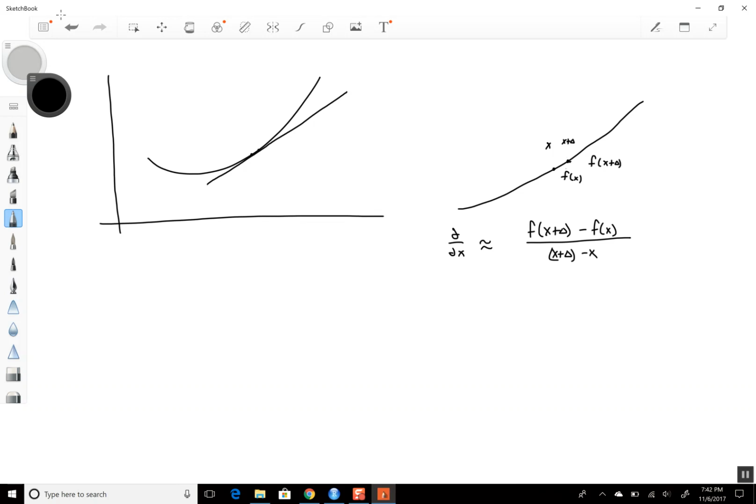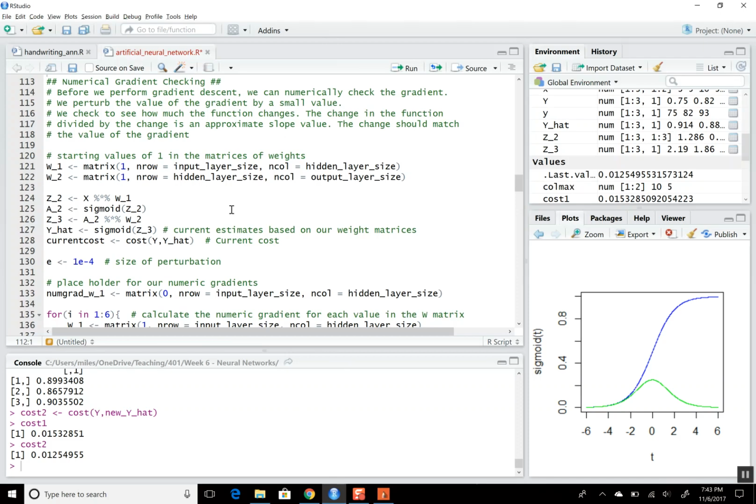So we can mess around with this and just say, what if we changed the value of x just by a tiny bit, right? And then see how much the function changes when we do that. If we compare how much the function changes divided by the size that we altered x, that would also give us an estimate of the gradient.